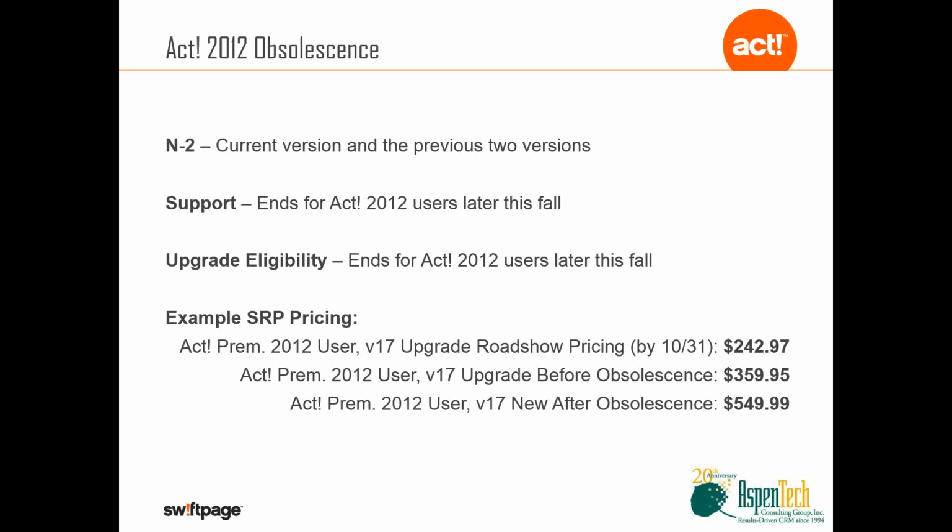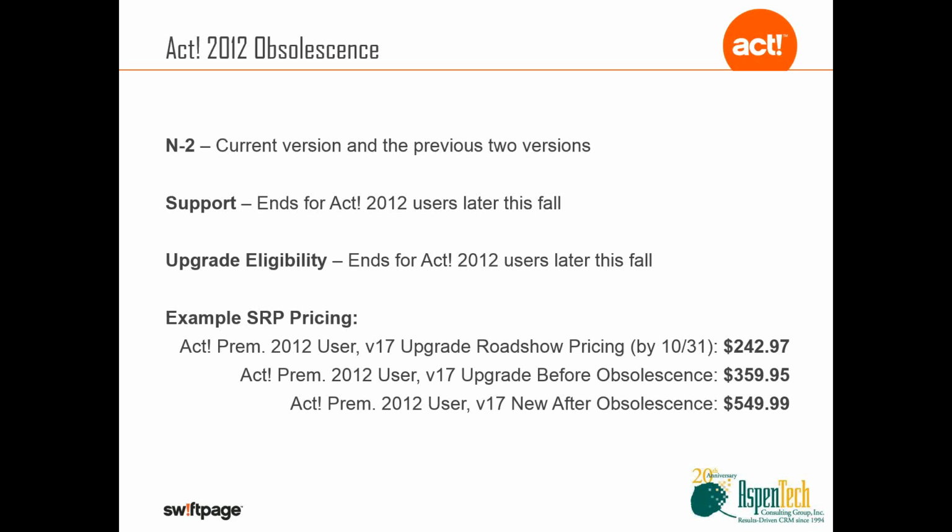Relative to upgrade eligibility, ACT honors upgrade pricing for anyone on the current version and the previous 2. That goes back to that N-2. Users on older versions will buy at the new license price when they decide to purchase the latest release. The savings are significant when you decide to purchase before your product is obsolete.